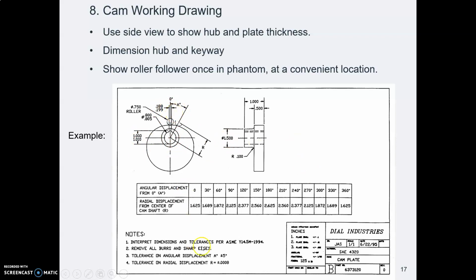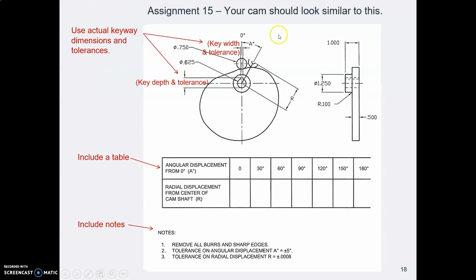Now, this drawing is an example from our book, so it has different numbers than we will use in our drawing. And you'll show the follower once with a phantom line. This is what your drawing will look like. I don't have the numbers in here yet, but this is the shape that you should come up with. Here's the side view, here's the front view. You'll have some notes here at the bottom.